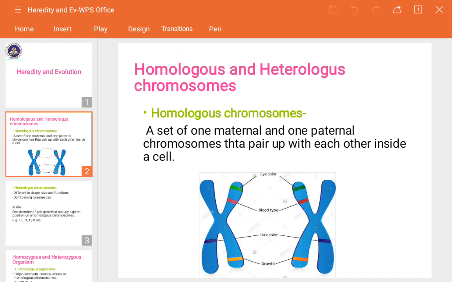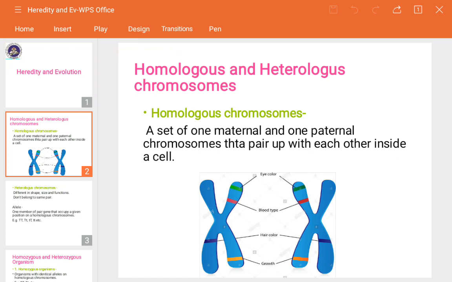We will see those things, but our main focus is to understand what homologous and heterologous chromosomes mean and how they are related to the experiment of Mendel. Actually, all the traits he had chosen for his experiments are related to the genes. It means directly or indirectly it is based on or related to the chromosome, is it?